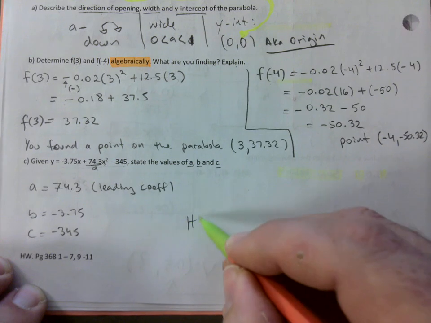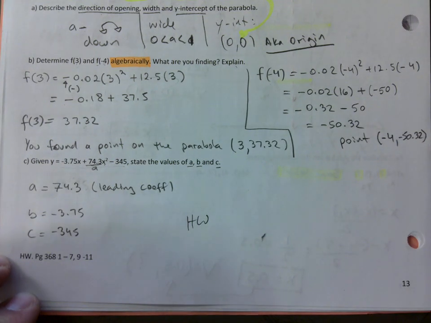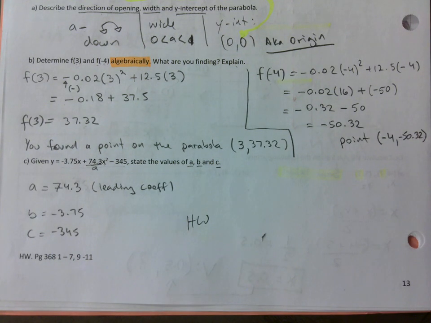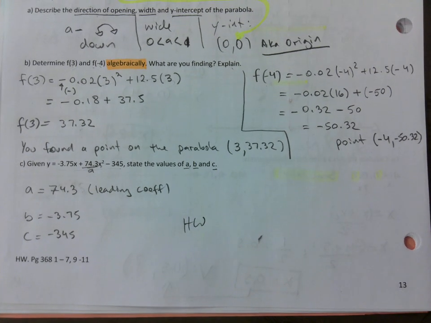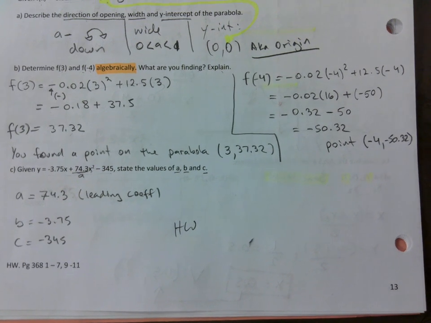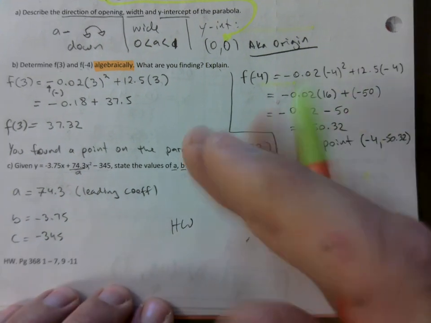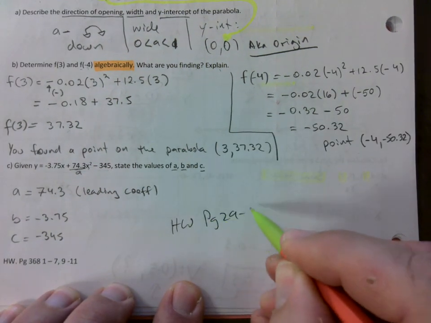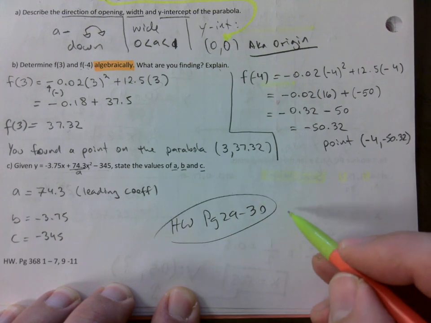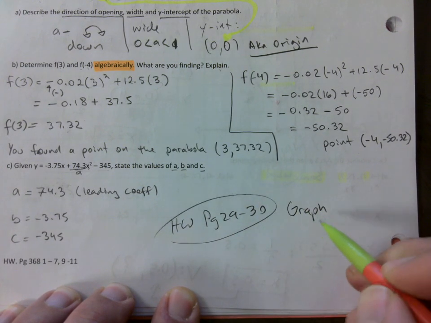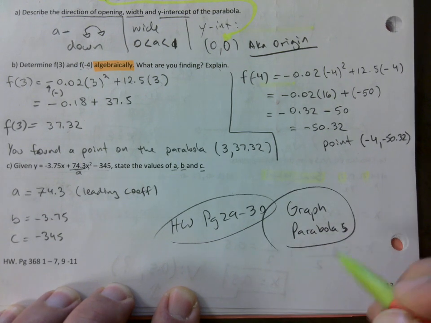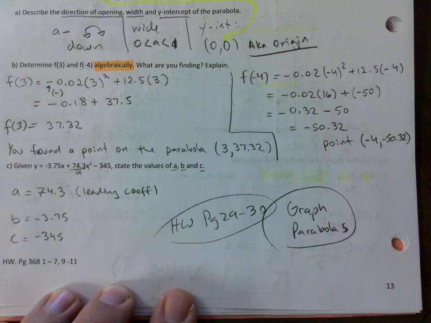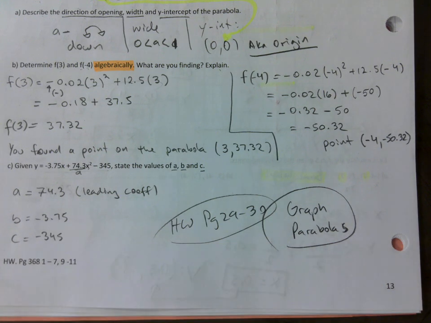Okay? Homework. All I want you to do is, I want you to go to page 29. Let me just double check if I got that right. 29 to 30. Okay? Page 29 to 30. You need to use your calculator and graph. Graph parabolas. Okay? Very important. So make sure you add that to your homework, okay? I will post a key to that as well.